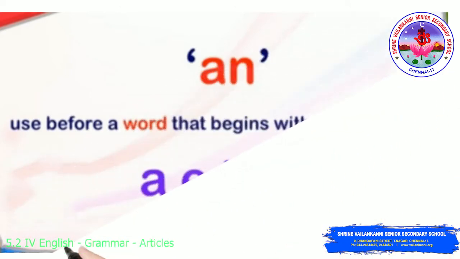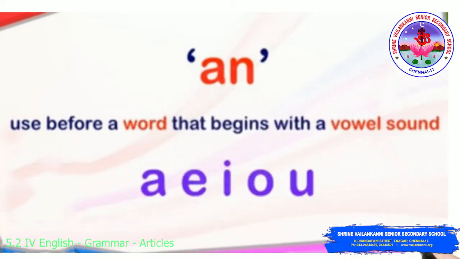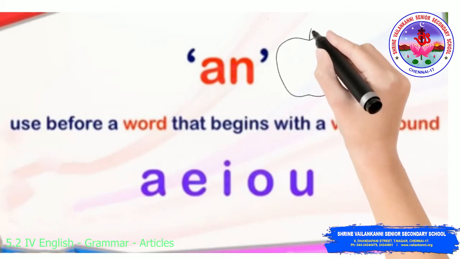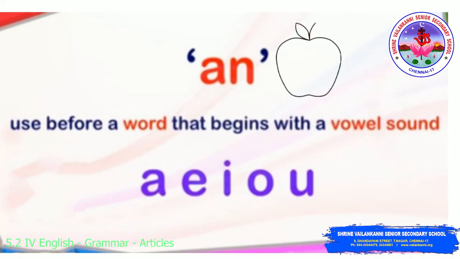Then, when do we have to use an? An is used before a word that begins with a vowel sound. Listen, children, it's not a vowel letter, it's a vowel sound. A, E, I, O, U are the five vowels you have. Whenever you hear a vowel sound at the beginning, you should use an before that noun. For example, an apple, an elephant. These two words start with a vowel sound, so you should use an here.